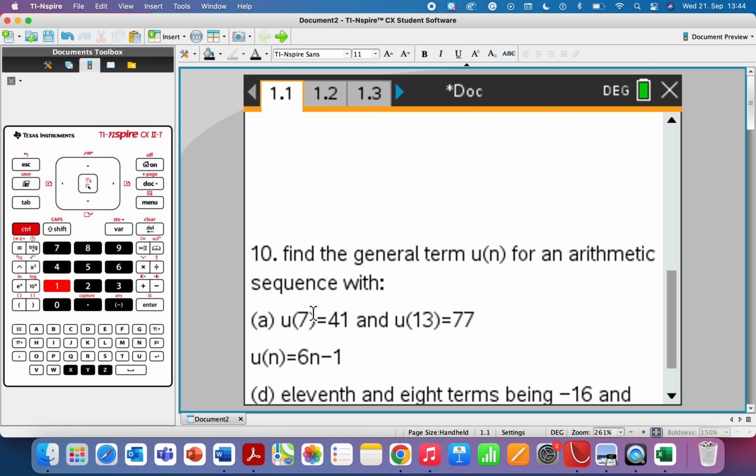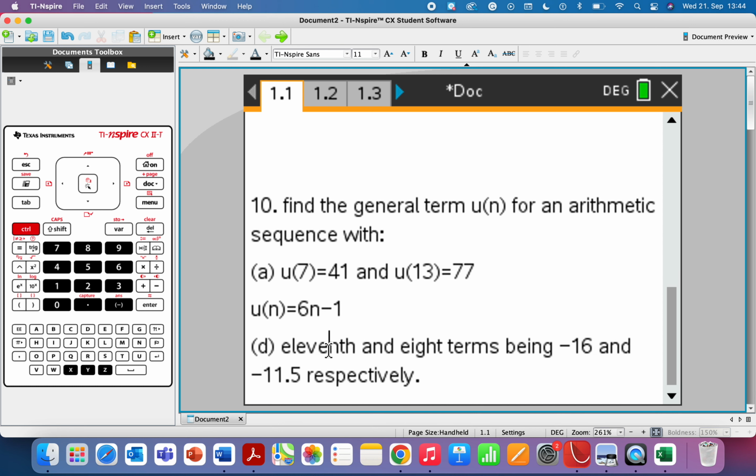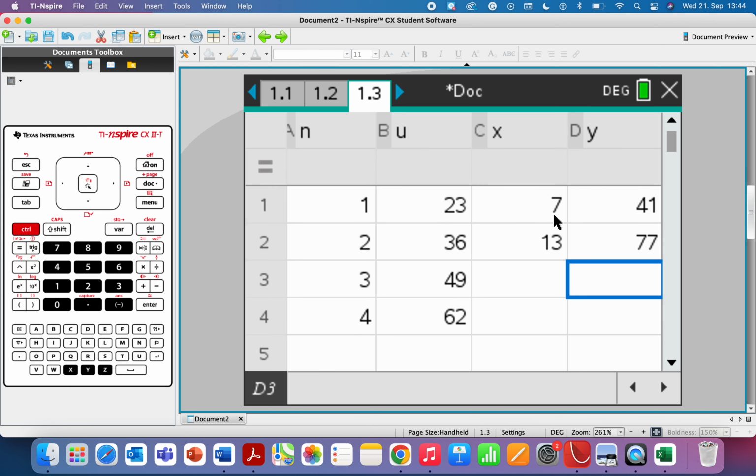And we can test that. Look, if we take 7 and we substitute in here, we do get 41. And if we take 13 and substitute in here, we do indeed get 77. And then the 11th term is negative 16. So let's go back to our spreadsheet. The 11th is negative 16. I'm just going to write over.